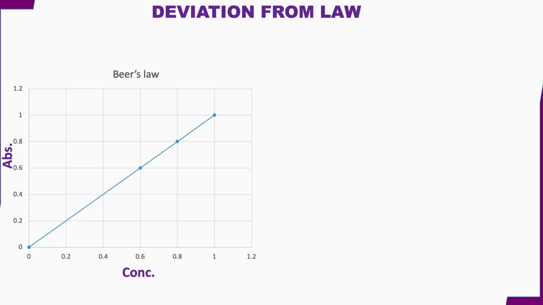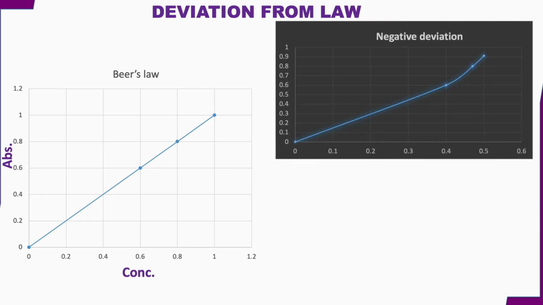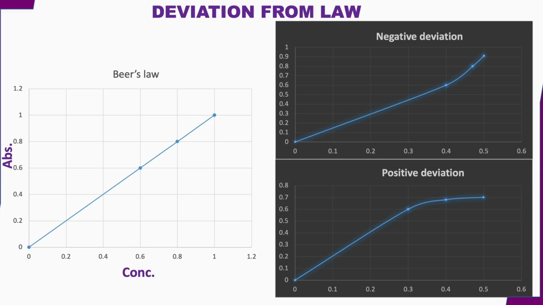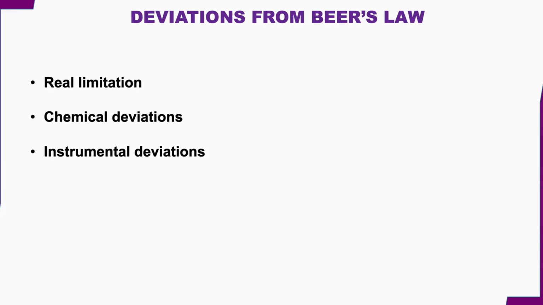This straight line will not be obtained when you measure the absorbance of the different concentrations of your solution you have prepared, and when such a phenomenon happens, we call it a deviation from the law, which can be due to different reasons. You can have a negative deviation as well as a positive deviation when your curve deviates from the straight line. Now there are different types of deviations from Beer's law: it can be a real limitation, a chemical deviation or an instrumental deviation. Let's talk about these different kinds of deviations in detail.